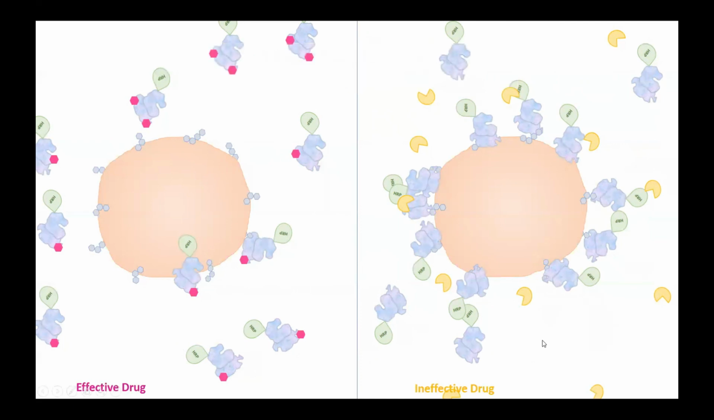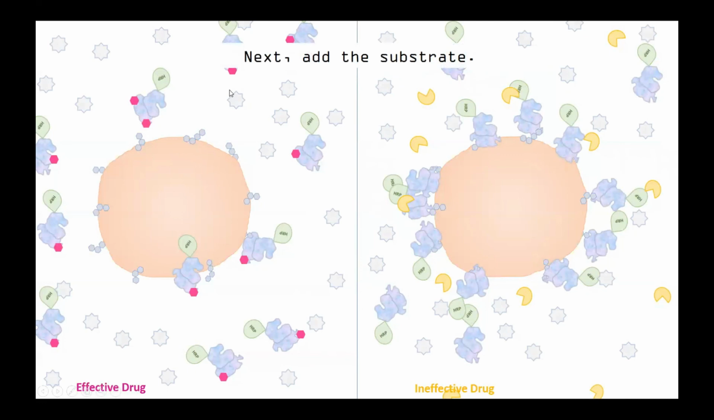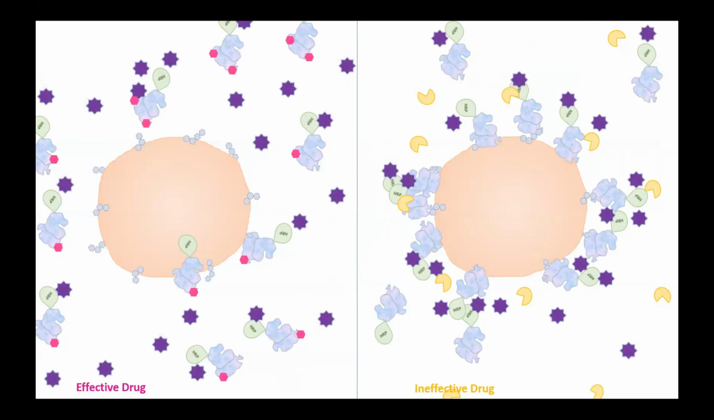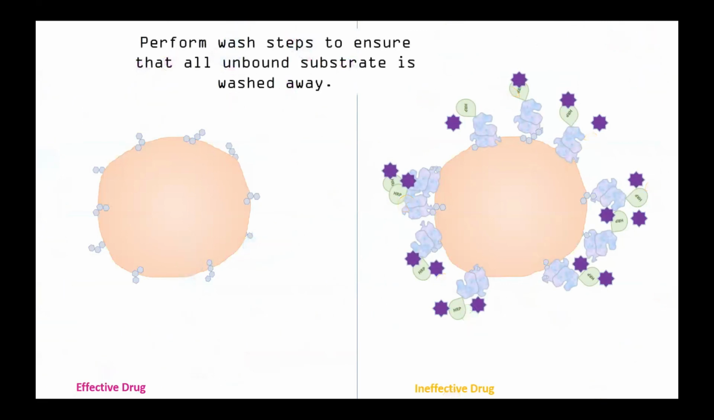To continue with our protocol, we'll next add the substrate. So this is our colorless substrate, and we'll just allow the reaction to proceed. After the reaction has completed, we'll perform wash steps to ensure that anything that isn't bound to these cells, including substrate and additional ricin HRP, is washed away. If our ricin HRP is bound to the cell and thus could potentially enter it, we'll still be able to see the purple from this reaction.